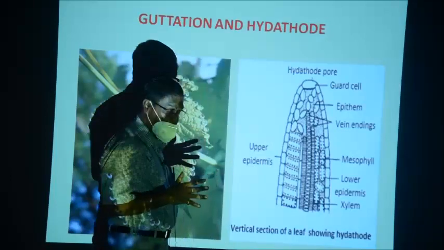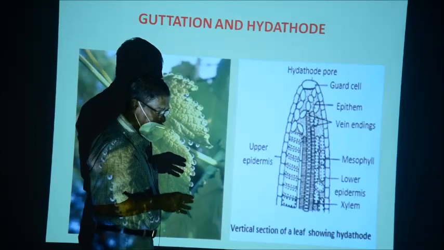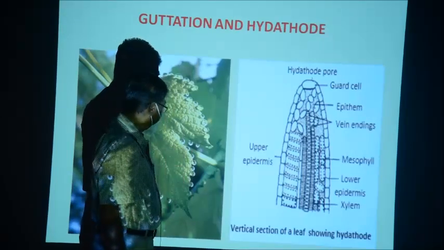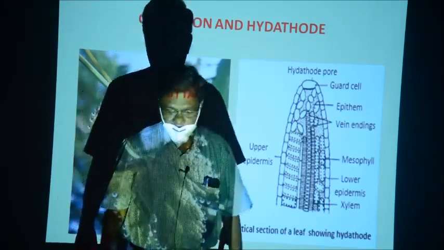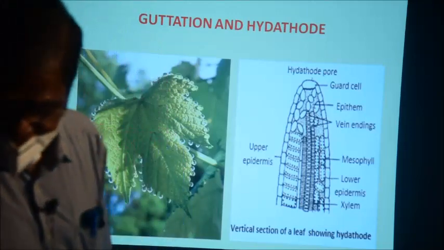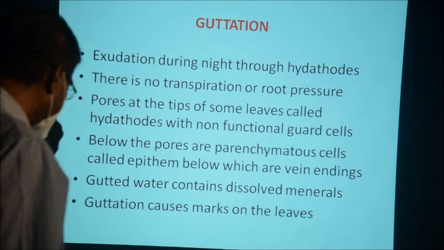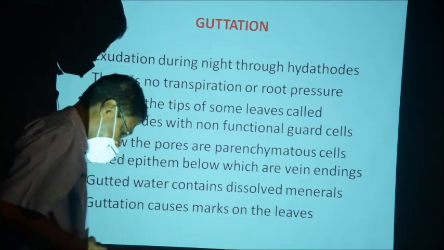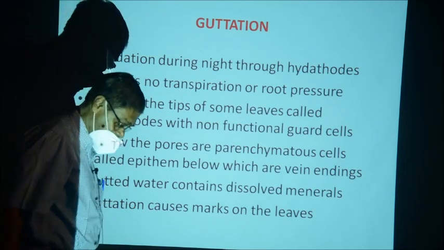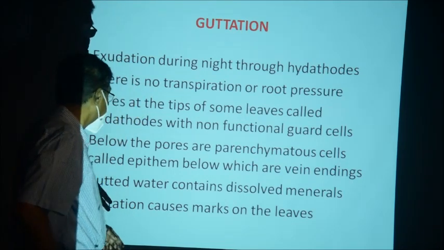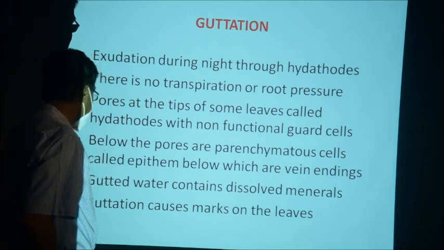There is no involvement of the transpiration process. This process of water coming out from the plant through the leaves, through pores called hydathodes, is called guttation, and this occurs during night. There is no root pressure, no transpiration.